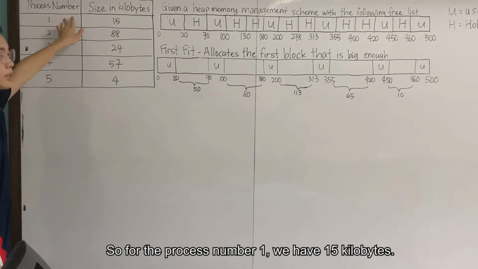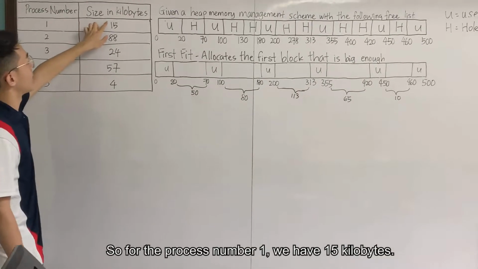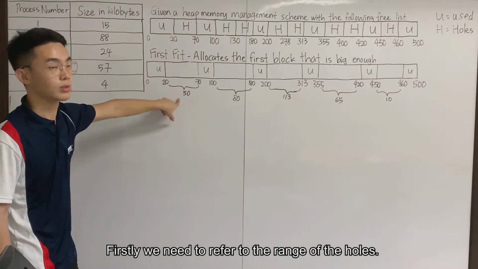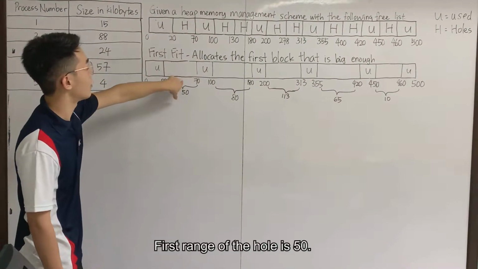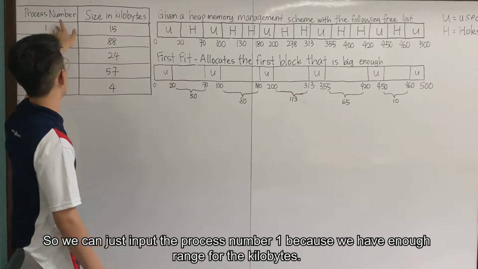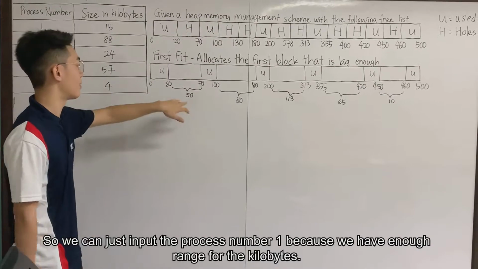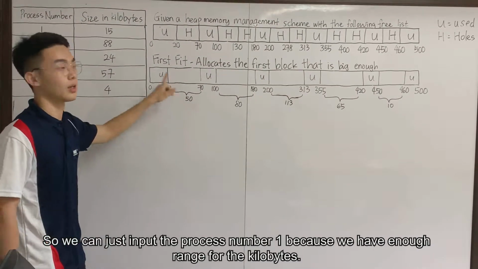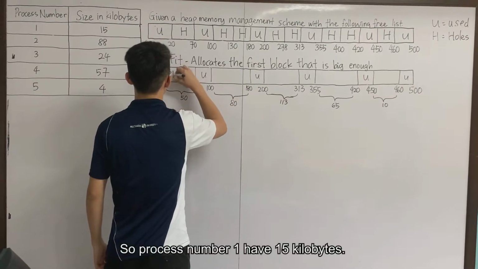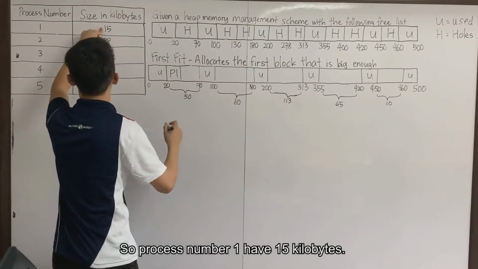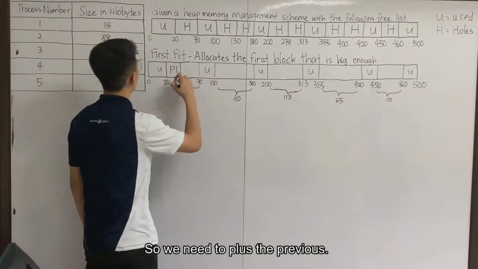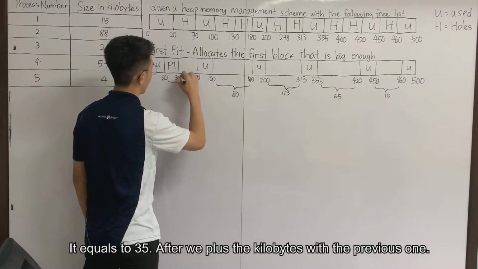So for process number 1, we have 15 kilobytes. Firstly, we need to refer to the range of the holes. The first range of the hole is 50. So we can just input process number 1 because it has enough range for the kilobytes. So process number 1 has 15 kilobytes. So we need to plus the previous, so it equals 35.